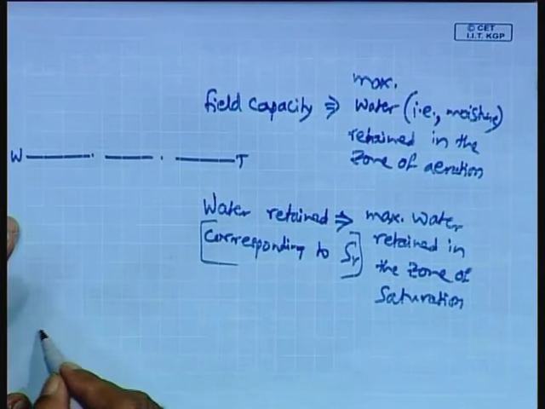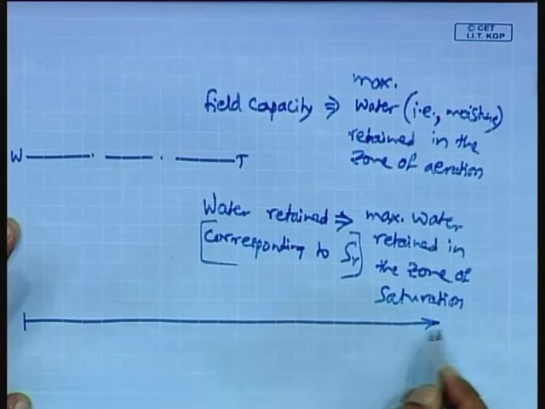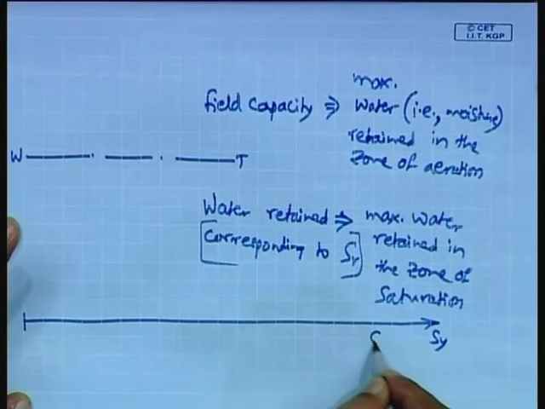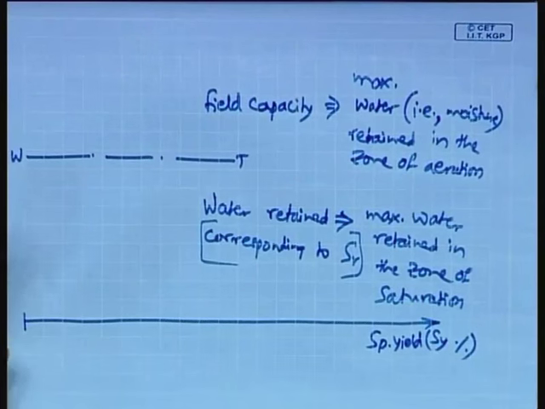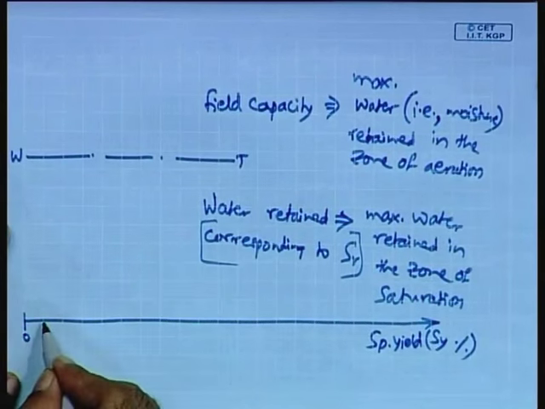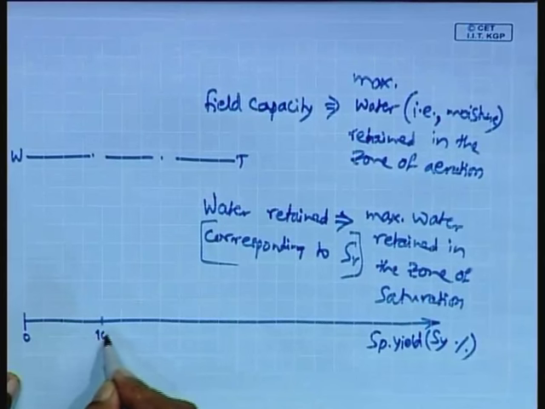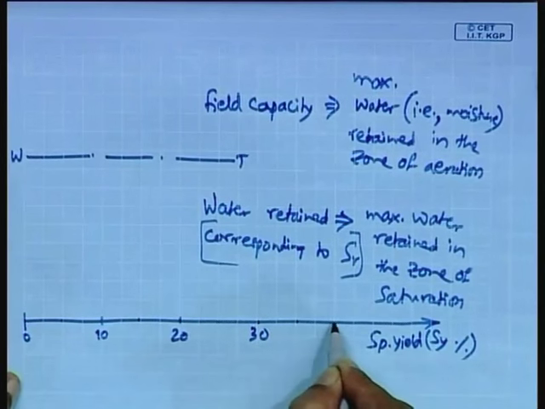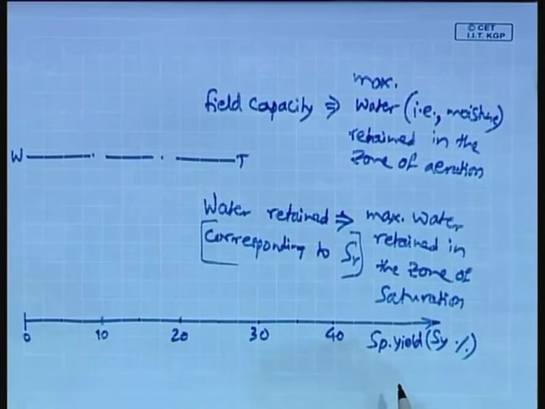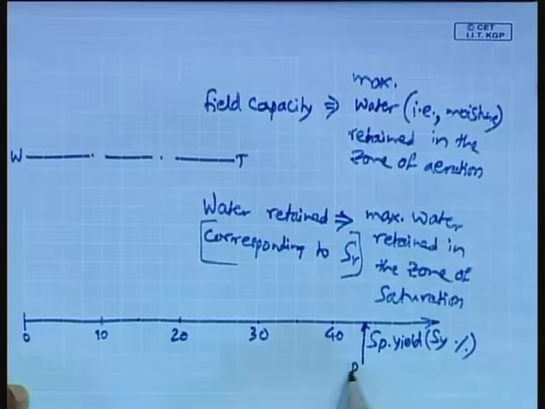And here, suppose I represent on a scale the specific yield expressed as percentage. So, here on the lowest level, say this is 10, 20, 30, 40, and in the highest, that is around say 44, we have peat, which is basically the vegetative matter which has decomposed.